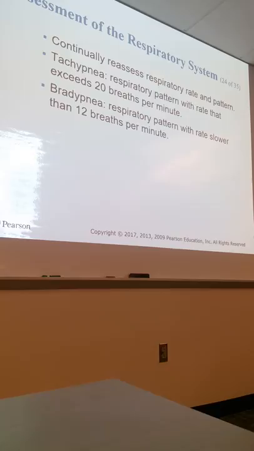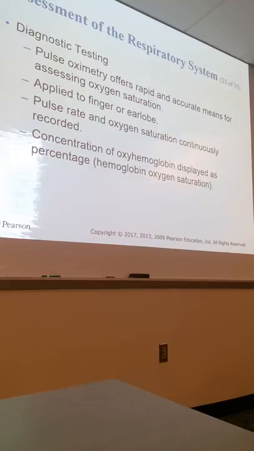All right, continually reassess the rate and pattern. Tachypnea is rated as more than 20. Bradypnea is slower than 12. Pulse ox is great. I use pulse ox all the time to figure out how deep a ditch I was in. If someone comes in, or you get to someone, I'd use 90 as my cutoff. If they're less than 90, they need O's. If that doesn't fix them, they need B's.